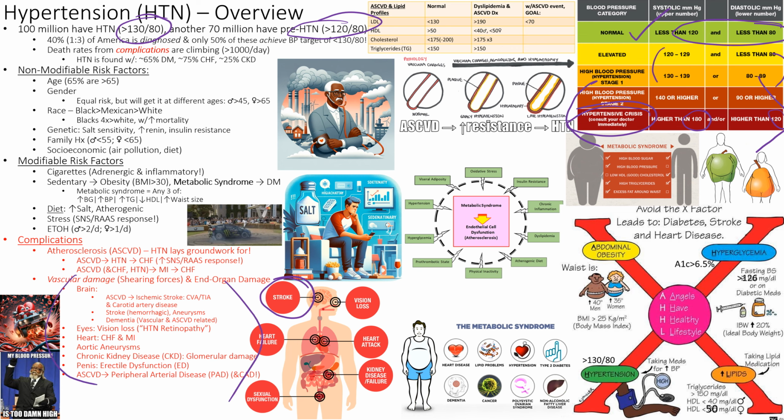Okay, so 40%, 1 in 3 Americans have it, and only 50% actually have it controlled. So those that do have it are not controlling their hypertension. Just like diabetics, when they control their diabetes, their A1C is under control. But here, hypertensives are not likely to have their blood pressure controlled. And what does control mean? Not hypertensive. So that is less than 130/80, all right? Death rates from complications are climbing, more than 1,000 per day. People having strokes, people having heart failure, heart attacks, kidney disease, damage from all these things leading to an early death, okay?